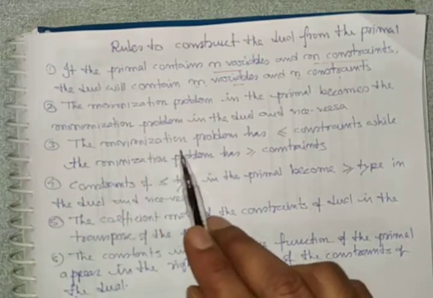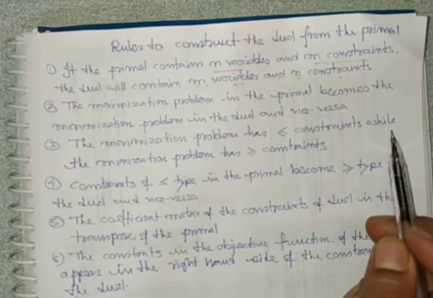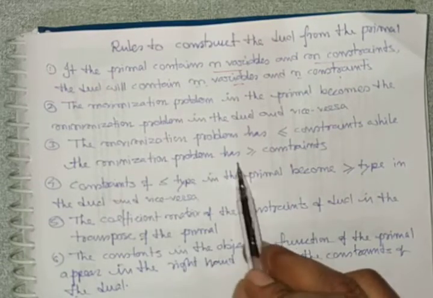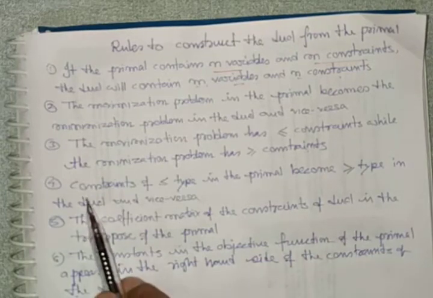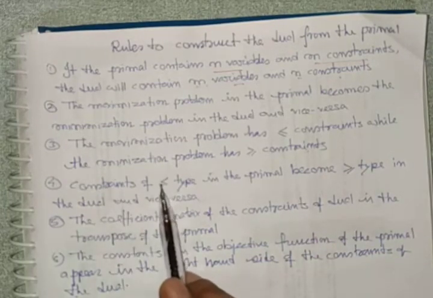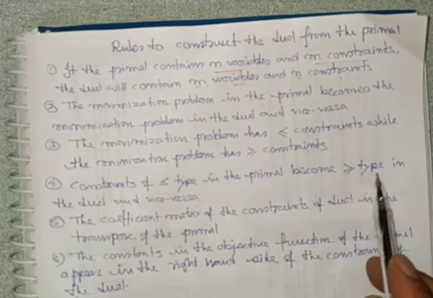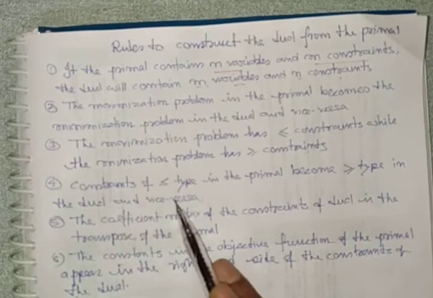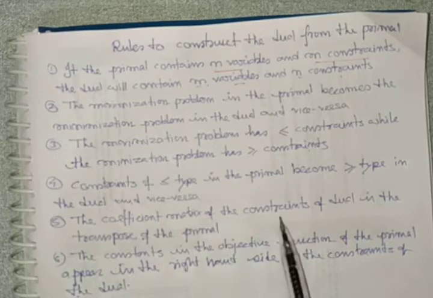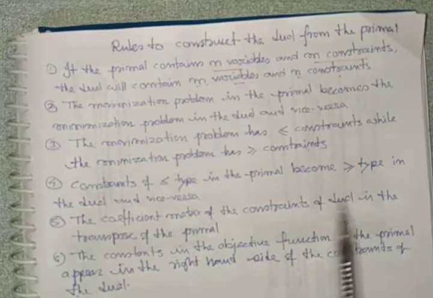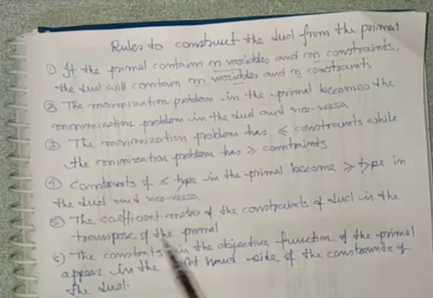Number three, a maximization problem has less than or equal to constraints, while a minimization problem has greater than or equal to constraints. Number four, a constraint of type less than or equal to in the primal becomes greater than or equal to type in the dual, and vice versa. The coefficient matrix of the constraints of the dual is the transpose of the primal.